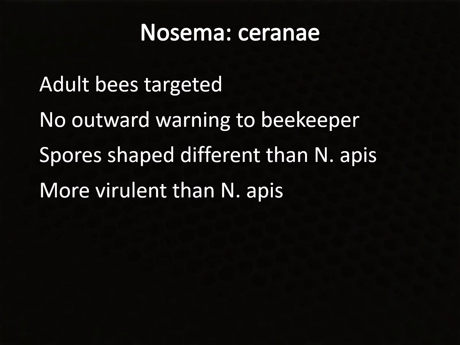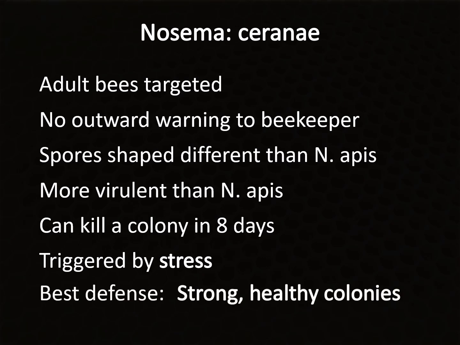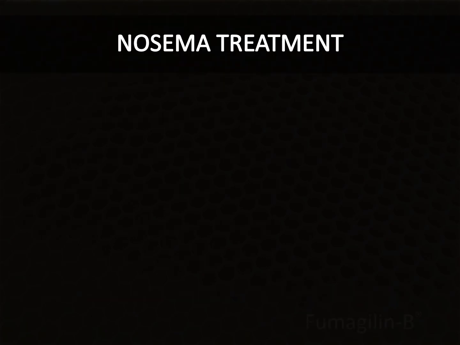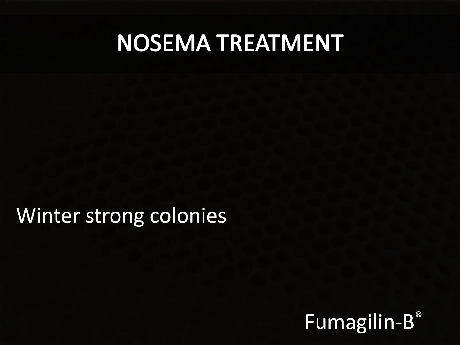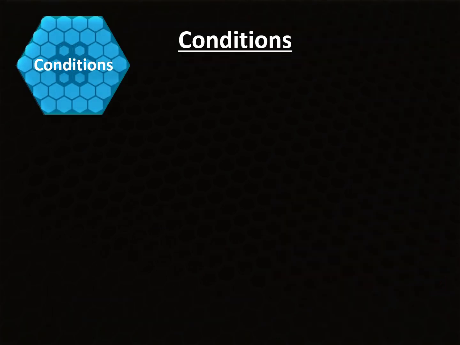Ceranae is more virulent than Apis, and it can kill a colony really fast. It can be triggered by stress, so it may be present in the hive for a long time and not express itself until the bees are stressed. The best defense, as with many things, is a strong, healthy colony. So for nosema treatment, you need fumagillin B, strong winter colonies. You can feed them the fumagillin B in syrup. And you can also give packages fumagillin B before you install them, just to make sure that they're good to go.